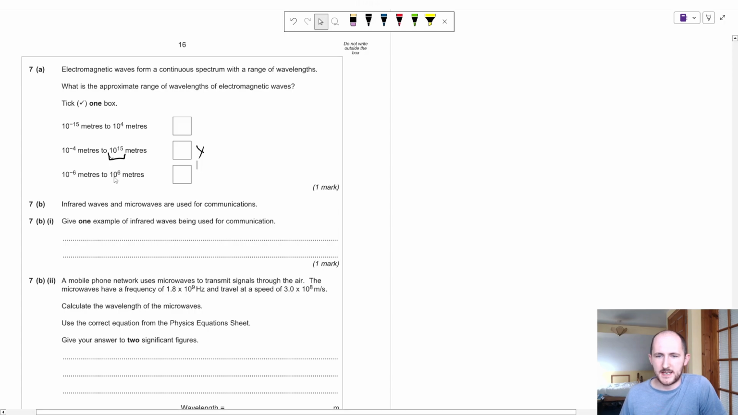10 to the minus 6 to 10 to the 6. Well, 10 to the minus 6 it can't be, because you know that there are ones that are smaller than 10 to the minus 6, like gamma radiation. So it must be the first one.